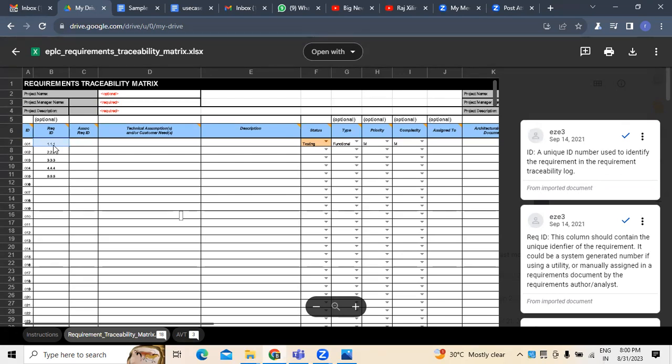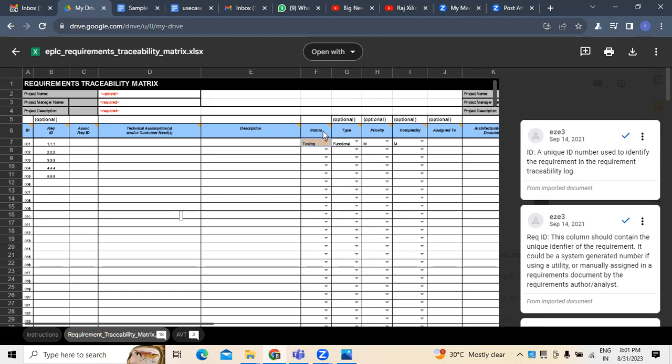Now, every requirement may have some sub-requirements, right? For example, if you take one requirement, it may sometimes have some sub-requirements, and that all comes under associated requirements. For that particular requirement, what exactly the customer is expecting will be mentioned over here, apart from the project name and project manager name. Whatever the functionality is, that description has to be mentioned here. Next, is this functionality under the process of testing, or under development, or not yet started?